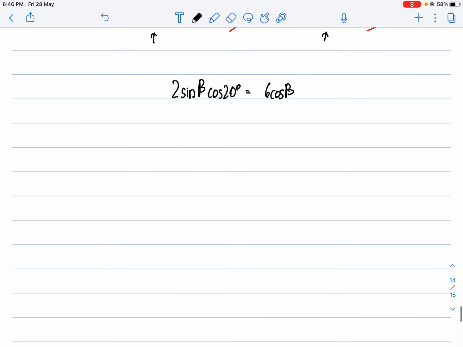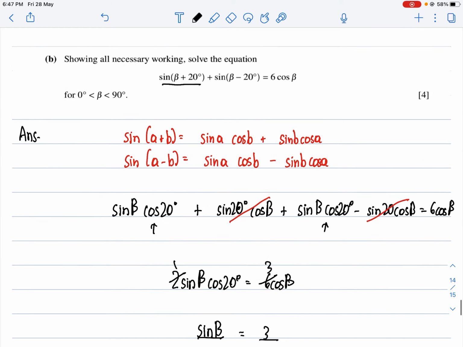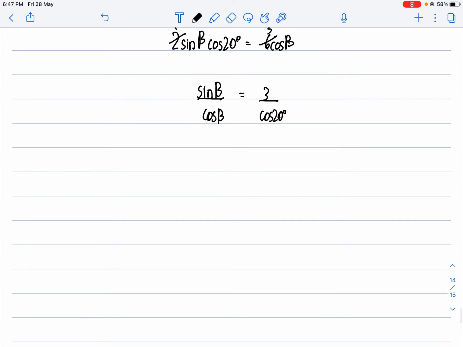Correct? So now I can simply cut 2 ones are 2, 2 threes are 6. Got it? So I can write this as sine beta over cos beta is equal to 3 over cos 20 degrees. I know cos 20 is a basic constant. So I can write this as tan beta is equal to 3 over cos 20. If you solve cos 20 on the calci in degree mode, you get 0.93, but let me just write it as 3 over cos 20 so that we don't do premature rounding.